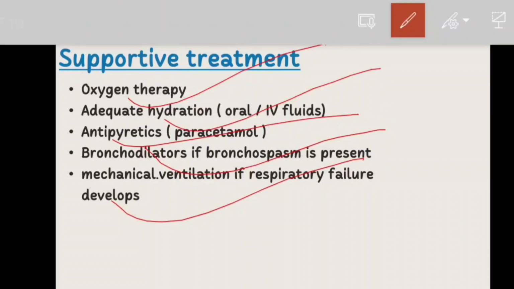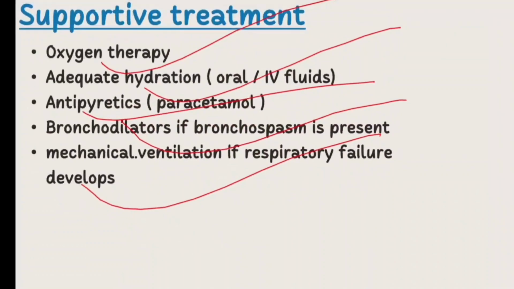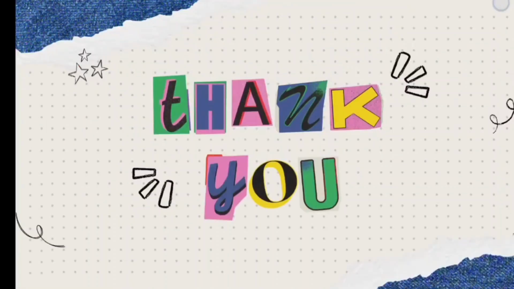Clinically, imagine a patient whose oxygen level is only 85%. Will antibiotics increase the oxygen immediately? No. The patient first needs oxygen therapy. If the patient cannot breathe adequately on their own, mechanical ventilation may be required. Okay, so that is the end of today's lecture on pneumonia.